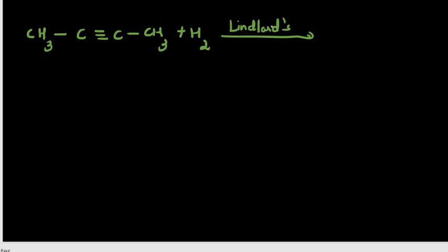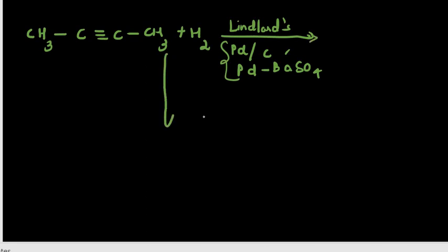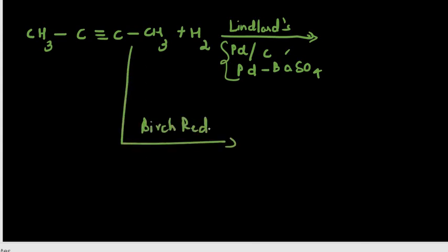And similarly, Lindlar's catalyst can be given in the exam as Pd/C or palladium in presence of barium sulfate. In this way also it would be given, but it indicates what? It is our Lindlar's catalyst. And similarly, the same reaction in the Birch reduction. In the exam it will be given as Birch reduction, or it will be given as what? Instead of Birch reduction it will be written as sodium in liquid ammonia.